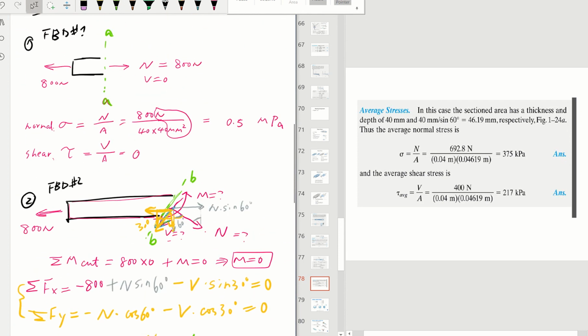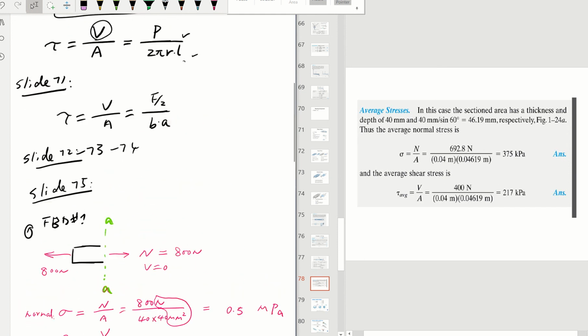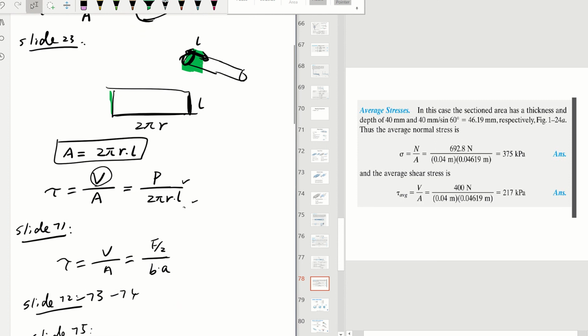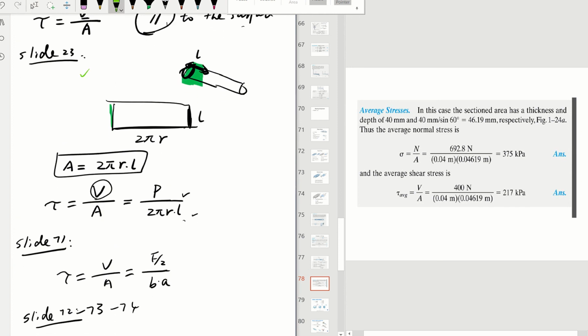So this is a good example to show how we look for internal loading for a slanted surface. So that's it, and we're done with shear stress. We're also looking into the double shear and the single shear. Be aware those are going to show up in later problems. And we'll also look at the example for slide 23, when you have a cylindrical bar that's embedded or anchored to the concrete wall.